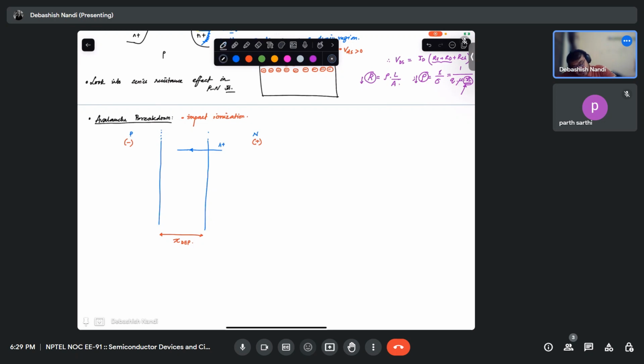What happens? It can, if it gets high energy due to high electric field. What is energy in terms of electric field? It is Q into E, right? Q into electric field.